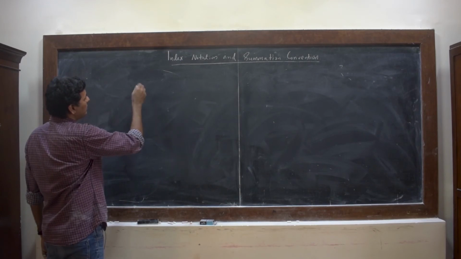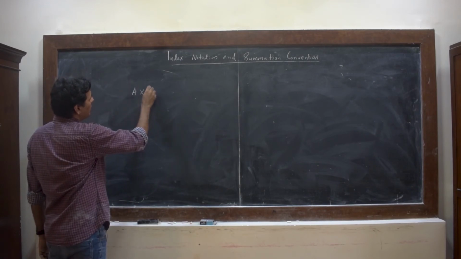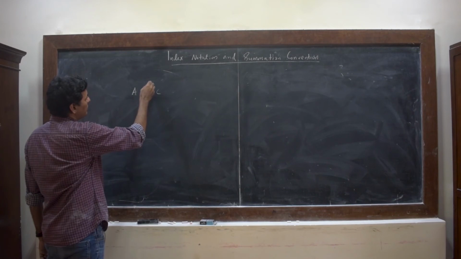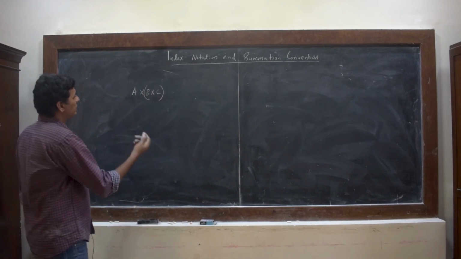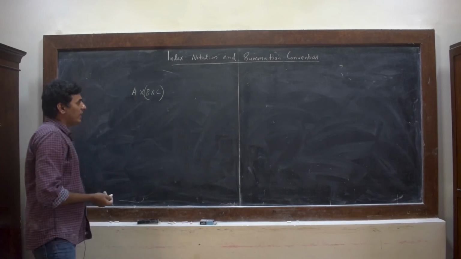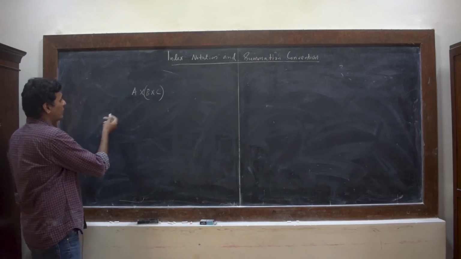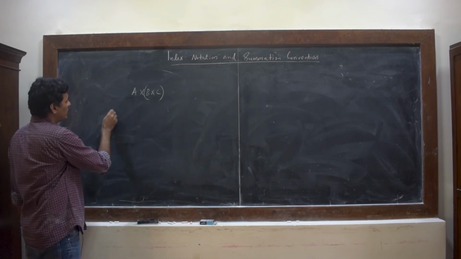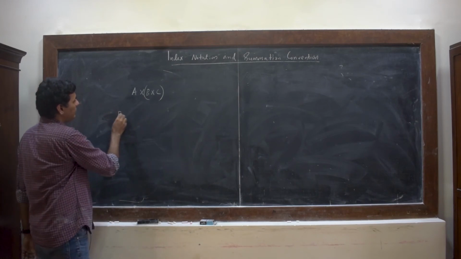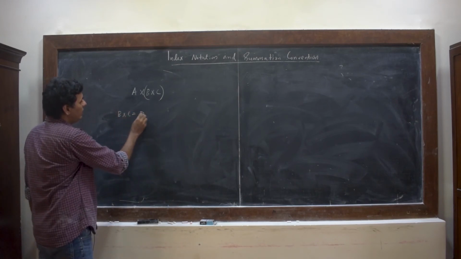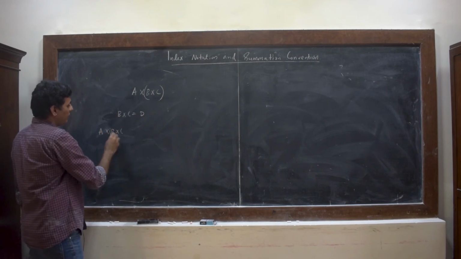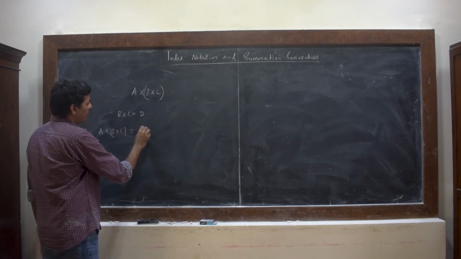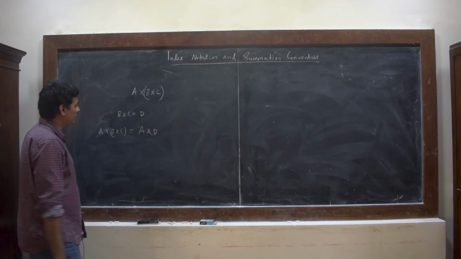A cross B cross C. So what I know is, let's take B cross C as some D. Then you can write A cross B cross C as A cross D, right?